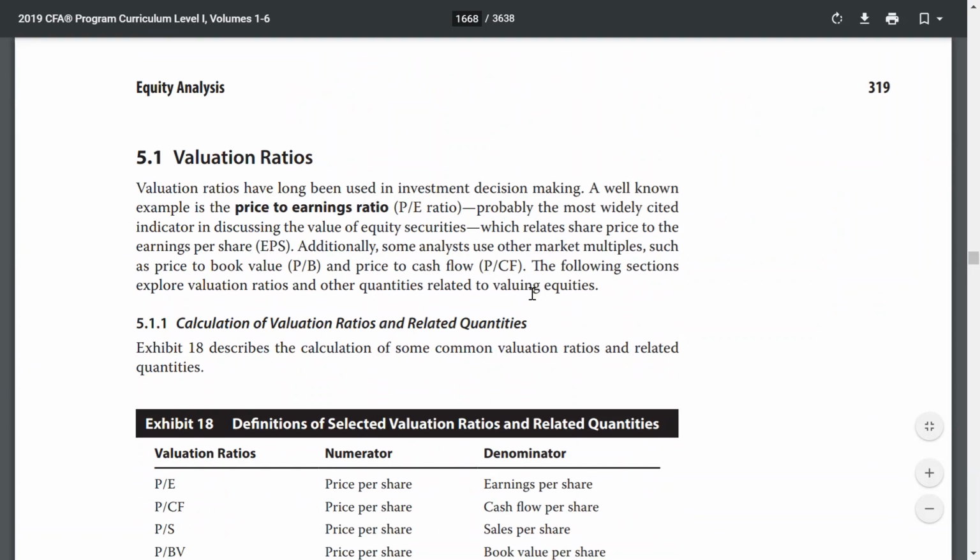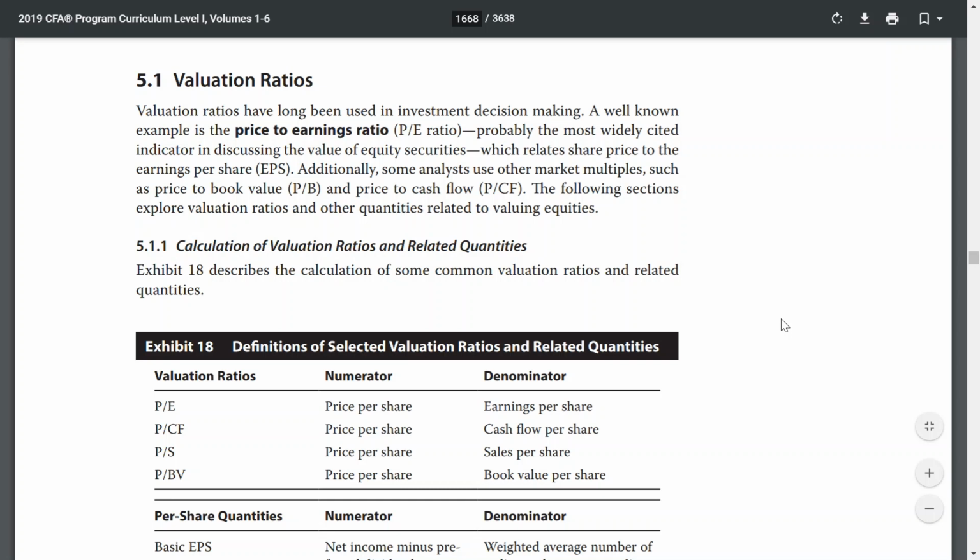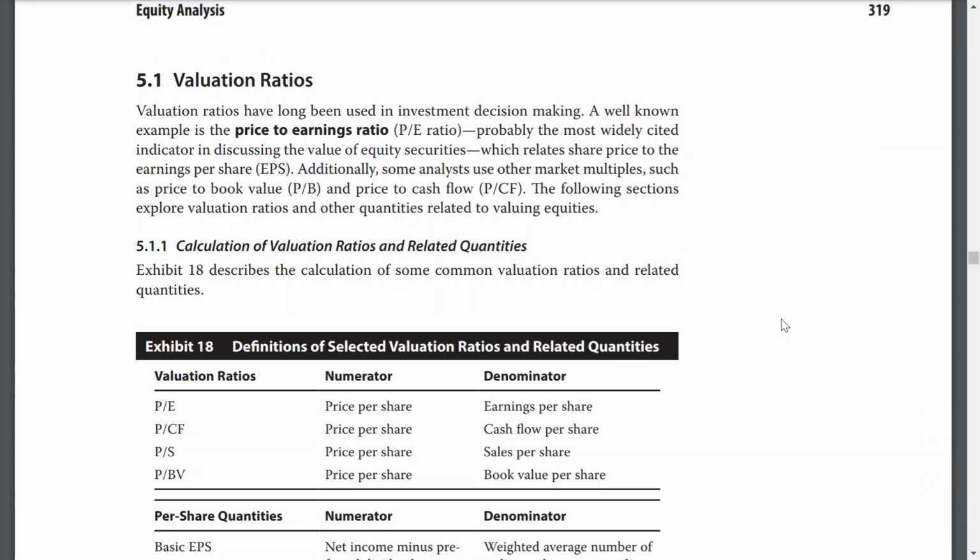Valuation ratios have long been used in investment decision making. A well-known example is the price to earnings ratio, probably the most widely cited indicator of the value of equity securities, which relates share price to earnings per share, or EPS. Additionally, some analysts use other market multiples, such as the price to book ratio, the PB, or the price to cash flow ratio, the P to CF ratio. The following section explores valuation ratios and other quantities related to valuation. Calculation and valuations of ratios and related quantities.